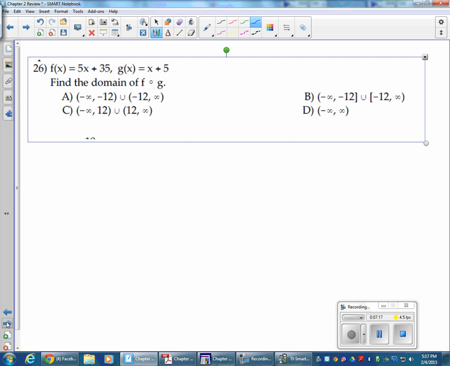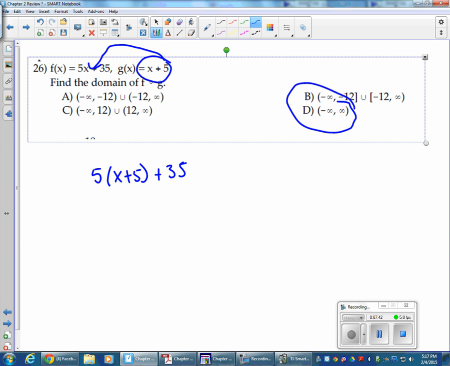Do a couple more. 26, find the domain of f of g. So f of g means I'm going to put g into f. So instead of 5x plus 35, it becomes 5 times x plus 5, plus 35. I'm not even going to simplify this because all they want is the domain. After I distribute and combine like terms, I'm still not going to have a denominator and I'm not going to have a square root. So my domain is from negative infinity to positive infinity.